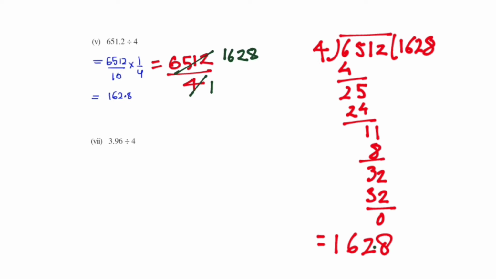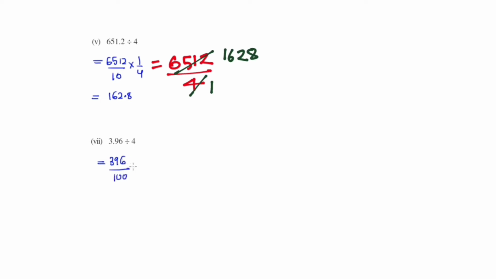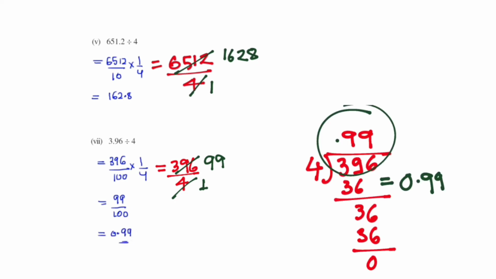We will discuss more about it, but before discussing further, let's see how to do question number 7. In question number 7, after the decimal we have 2 digits, so we can write 396 over 100, which has to be divided by 4. We write a multiplication sign and the reciprocal, so that we can find the answer easily. Now after reduction, we get 99 over 100, which gives you 0.99 as your result. Clear? What have we done?